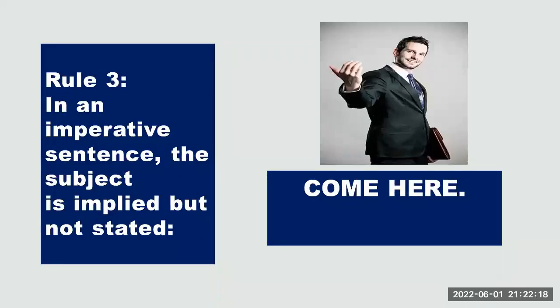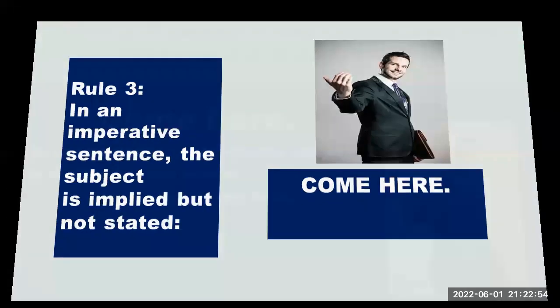Rule number 3, in an imperative sentence, the subject is implied but not stated. For example, come here, all right? Come here. And of course, you can also understand that even if we remove here, a single word come can actually constitute a sentence. That shows how important the verb is as the mandatory element of a sentence. Come here. That is an imperative sentence.